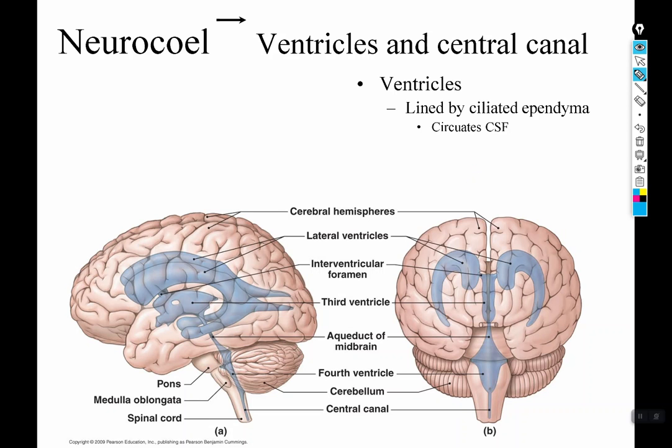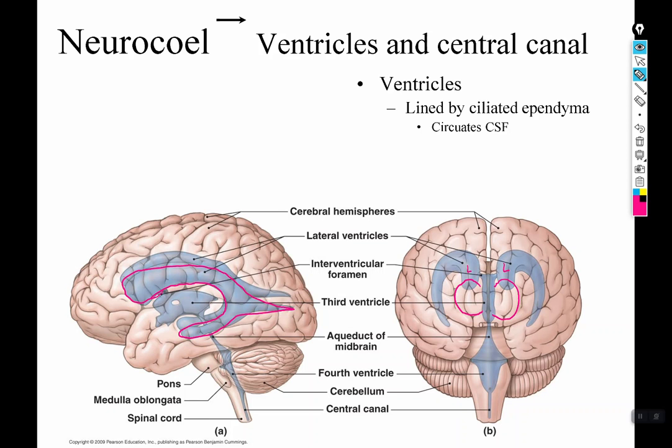So what we can see here is that within each cerebral hemisphere, left and right, we have lateral ventricles, which look like a big weird horn. And then via the interventricular foramen, which connects the lateral to the third, cerebrospinal fluid flows down into the third ventricle, which is enclosed on either side by the thalamus, which I'm drawing in here.